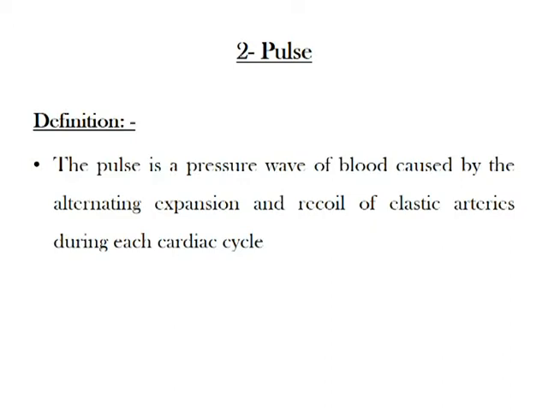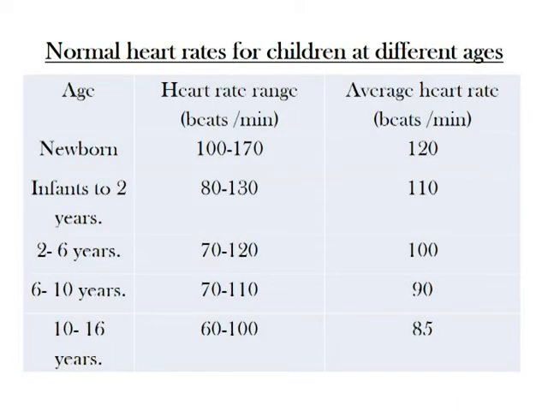Pulse. Definition. The pulse is a pressure wave of blood caused by alternating expansion and recoil of elastic arteries during each cardiac cycle. Normal heart rates for children at different ages. Newborn heart rate range 100 to 170.